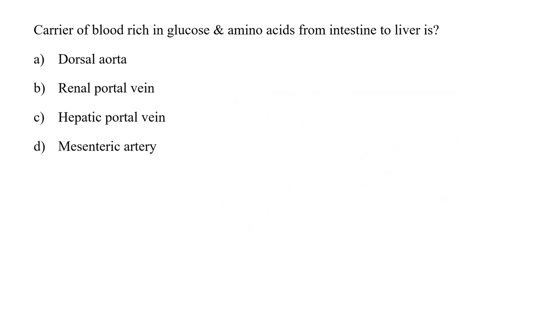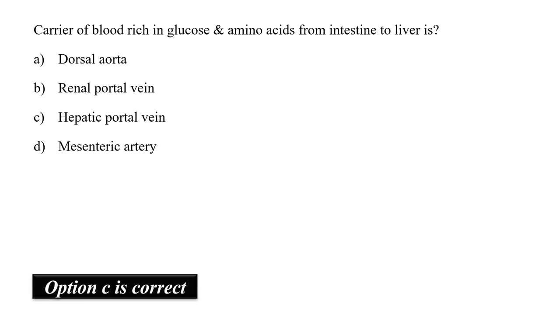Which carries blood rich in glucose and amino acids from the intestine to the liver: dorsal aorta, renal portal vein, hepatic portal vein, or mesenteric artery? The venous pathway comprises the hepatic portal vein, which carries the blood rich in absorbed foods such as glucose and amino acids from the intestine to the liver. So option C is the correct answer.